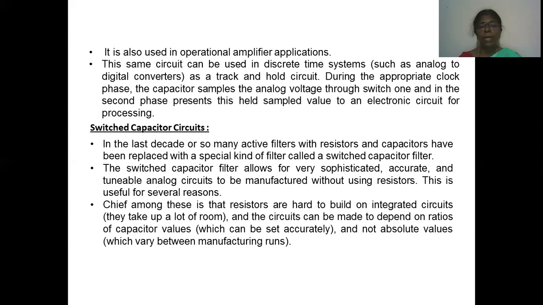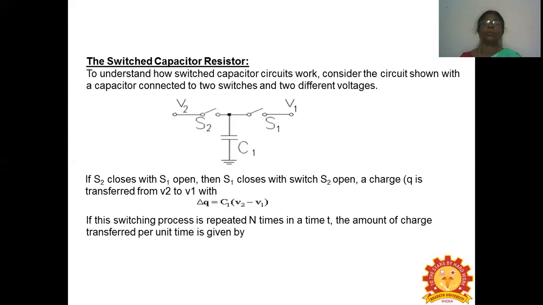One among them is that resistors are hard to build in an integrated circuit. Within an integrated circuit, building or inserting the resistor is very problematic, and the circuits can be made to depend on the ratios of the capacitor values and not absolute values. Next one, the switched capacitor resistor.